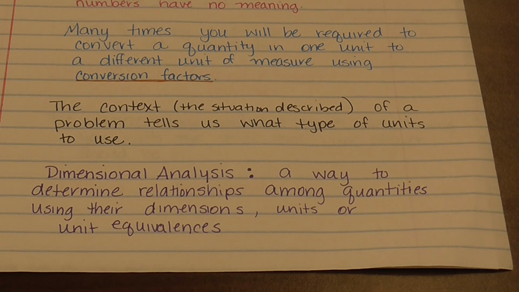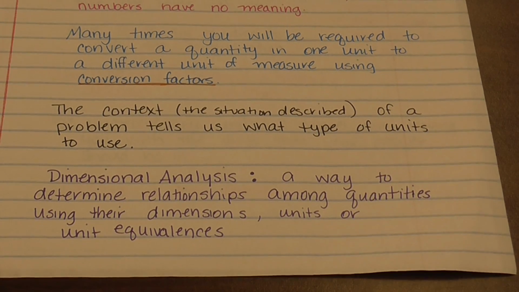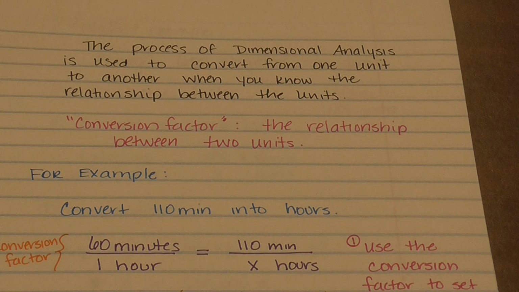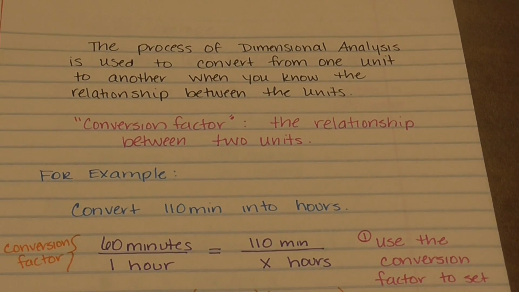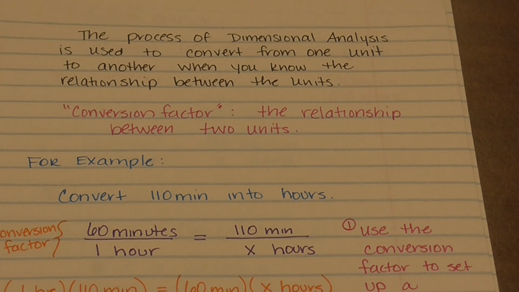Dimensional analysis is a way to determine the relationships among quantities using their dimensions, units, or equivalents. Really, it's a fancy way to say unit conversion. Okay? So the process of dimensional analysis is used to convert one unit to another when you know the relationship between the units. So the conversion factor is the relationship between the units.